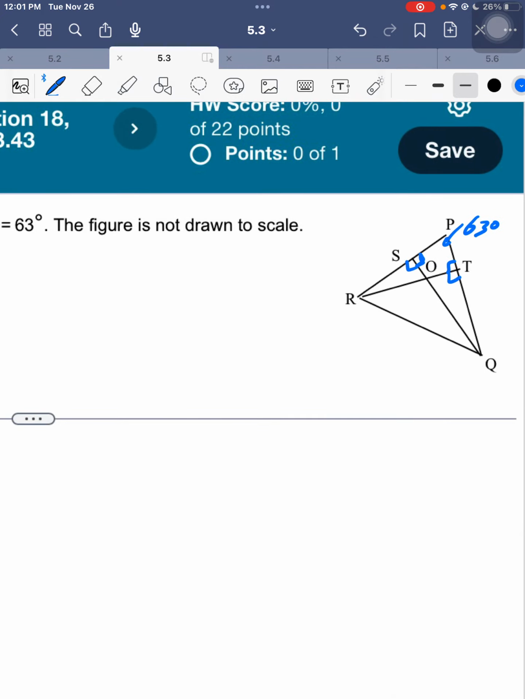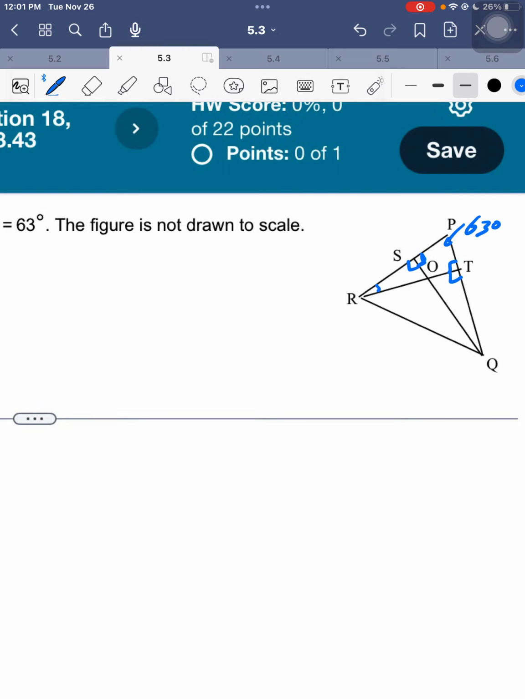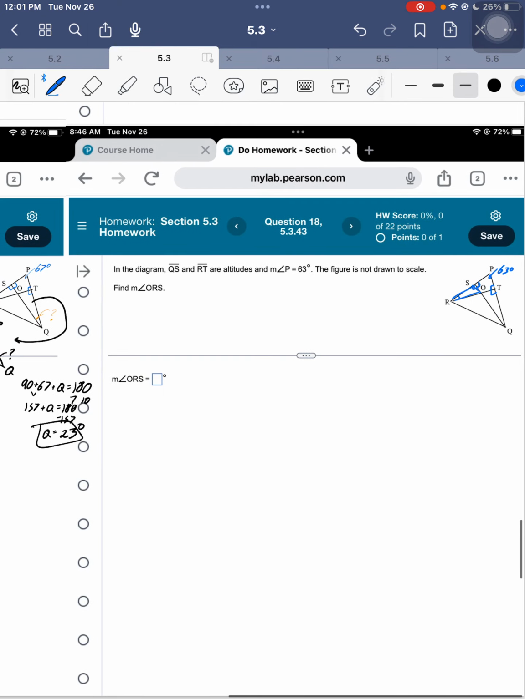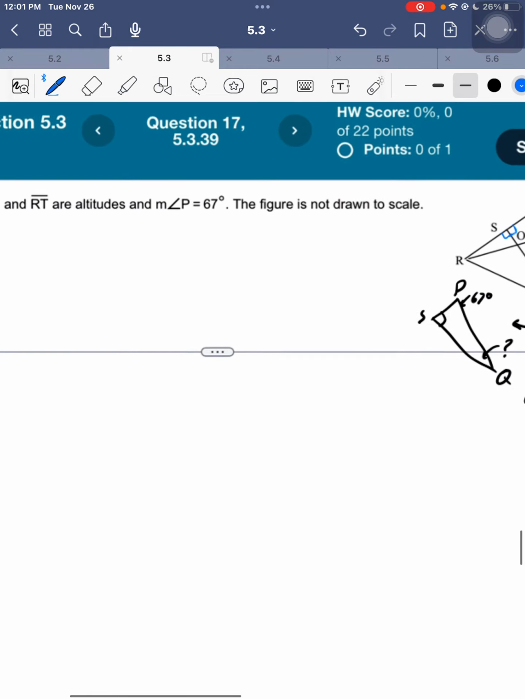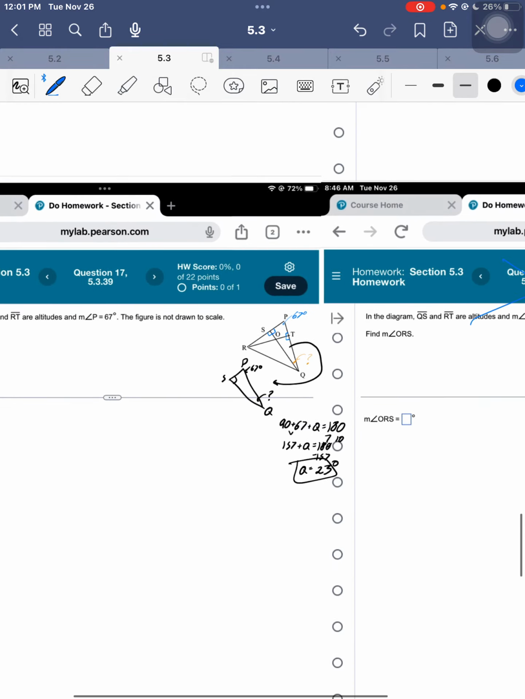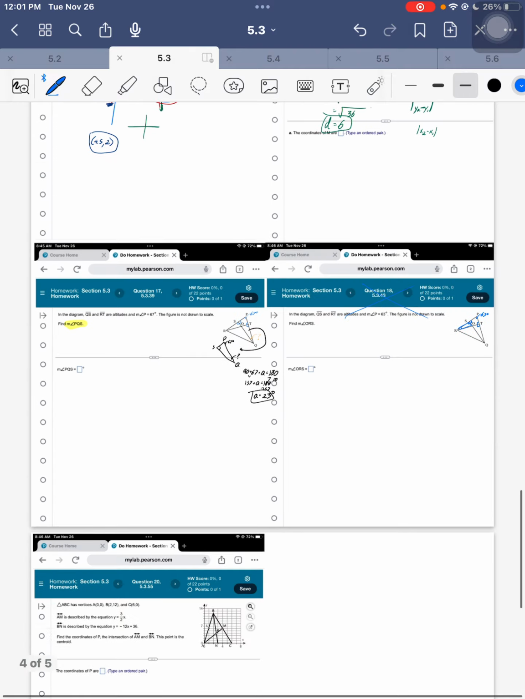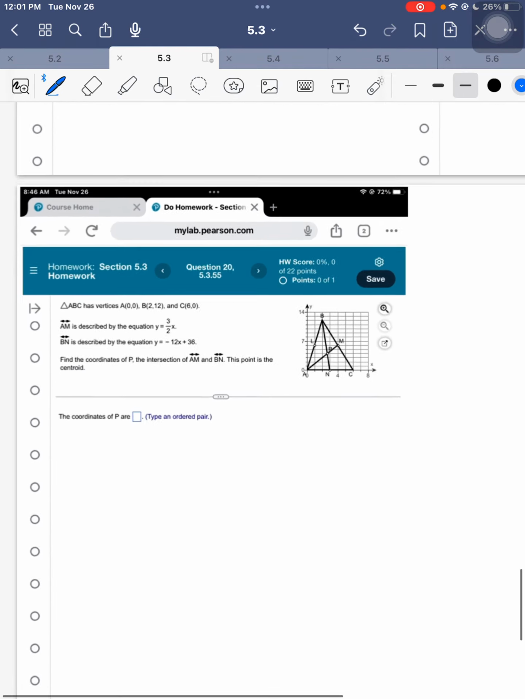What is my measure of ORS? Oh, okay, I know why I did this one. Don't worry about this one. If it's on your test, I'm not gonna test you on this one. This one's a big possibility. This one, nah, I'm not gonna do that.